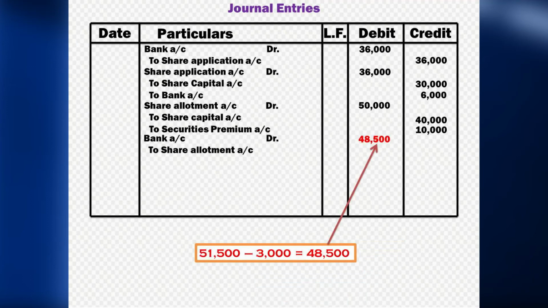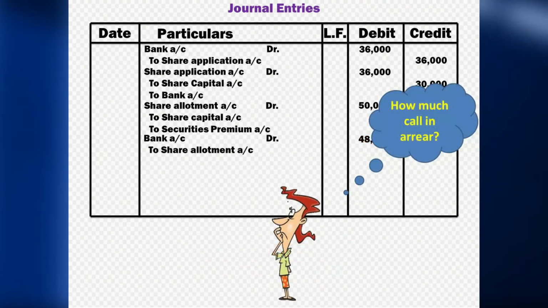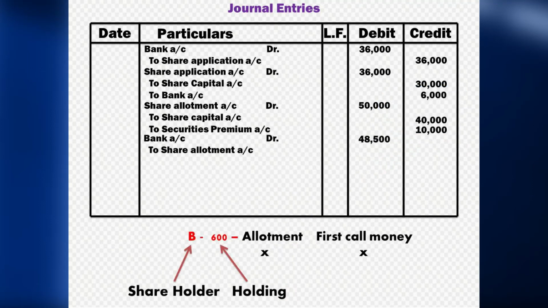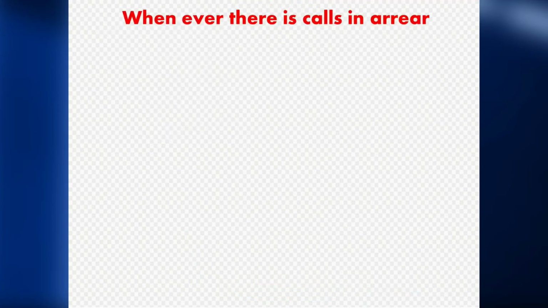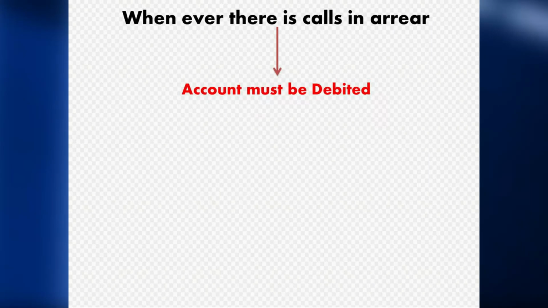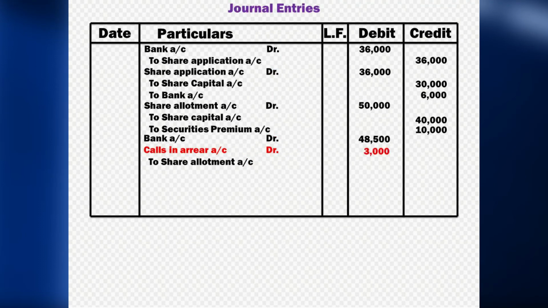And how much the calls in arrear? Because there is only one shareholder holding 600 shares. He was supposed to send a check of rupees 3,000, but he couldn't send it, and that is called calls in arrear. Whenever there is calls in arrear, this account must be debited. Means we are going to make it as debtor. The money will be received later on. So calls in arrear account debit rupees 3,000. That is 600 into 5 for B.